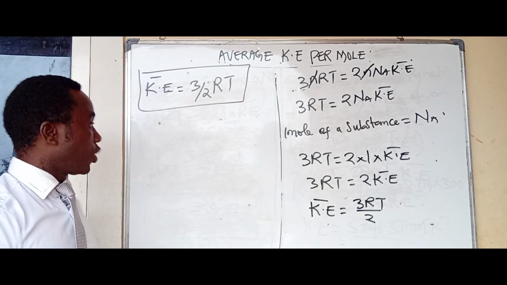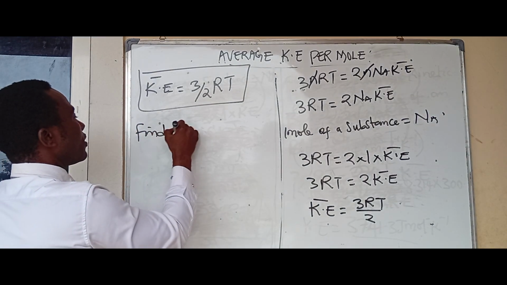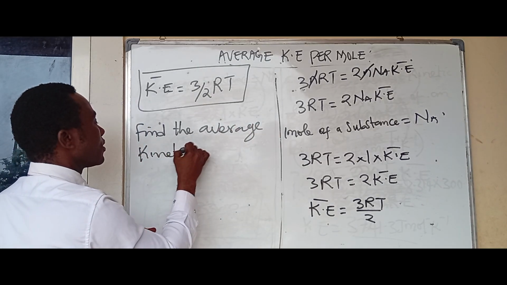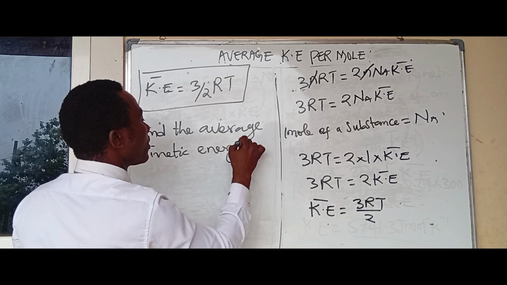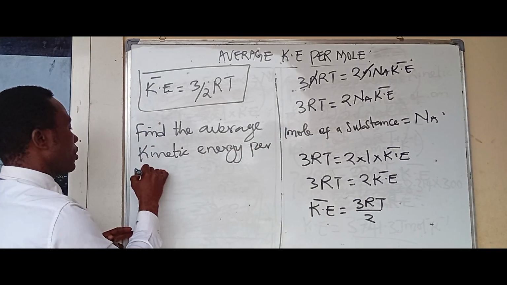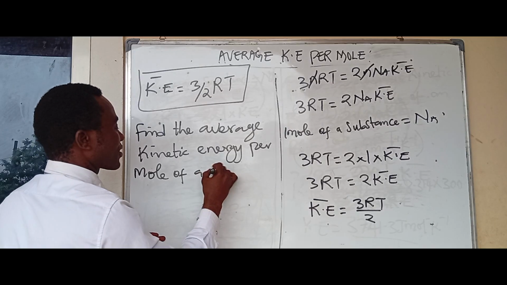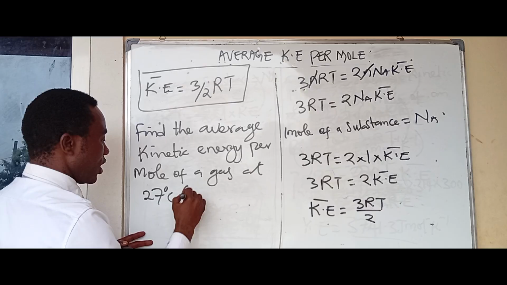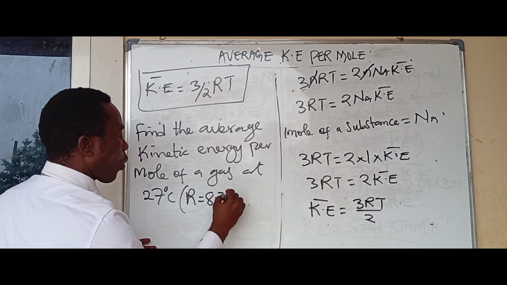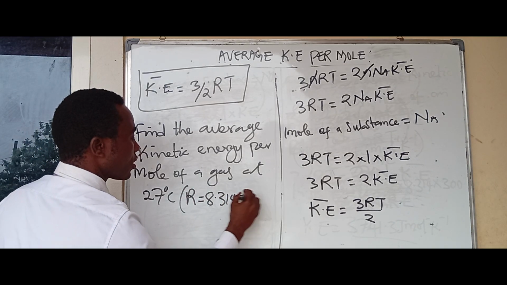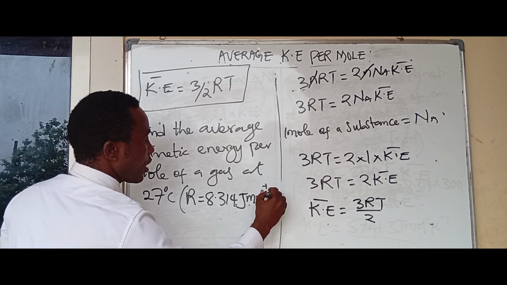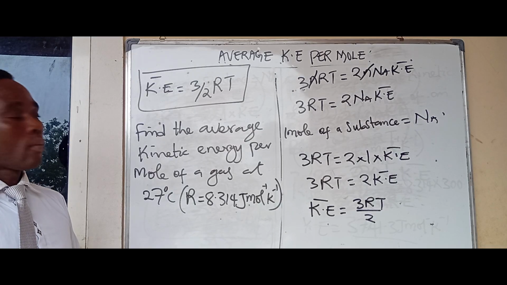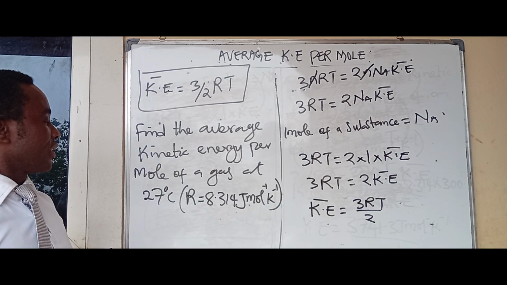Now let us take one question. Find the average kinetic energy per mole of a gas at 27 degrees Celsius. R is equal to 8.314 joules per mole per Kelvin. All right, so find the average kinetic energy per mole of a gas at 27 degrees Celsius.